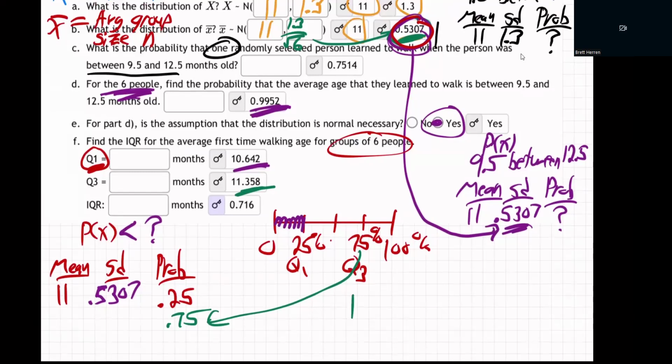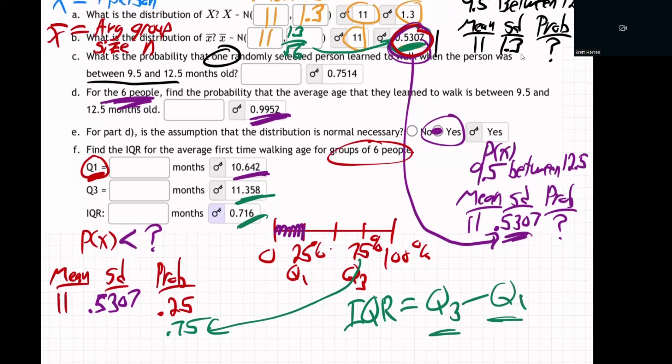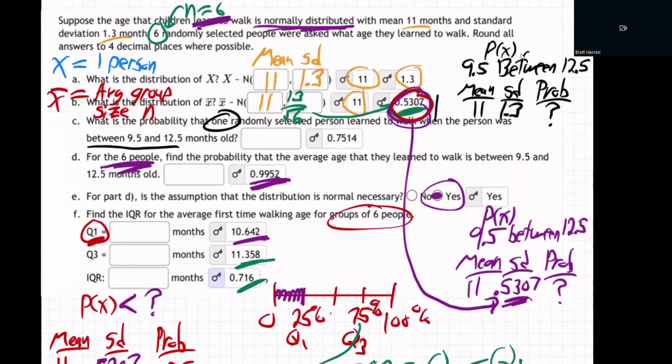Final step. We got to get IQR. What's IQR? That's easy. That's just Q3 minus Q1. That stands for interquartile range. Subtract the two quartiles. Just hit the buttons on your calculator. You'll get that answer. And so there we go.